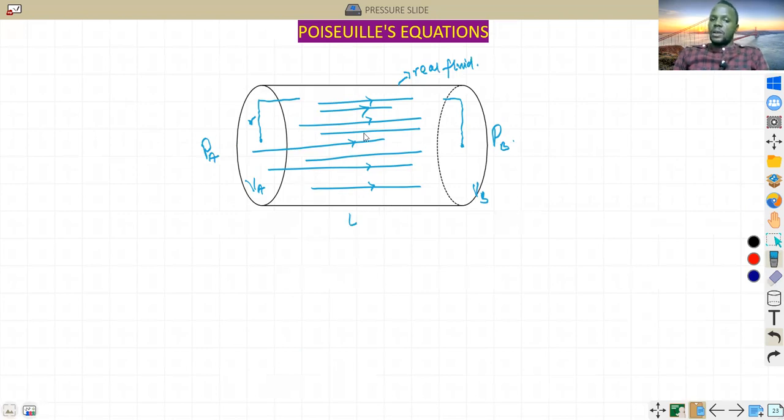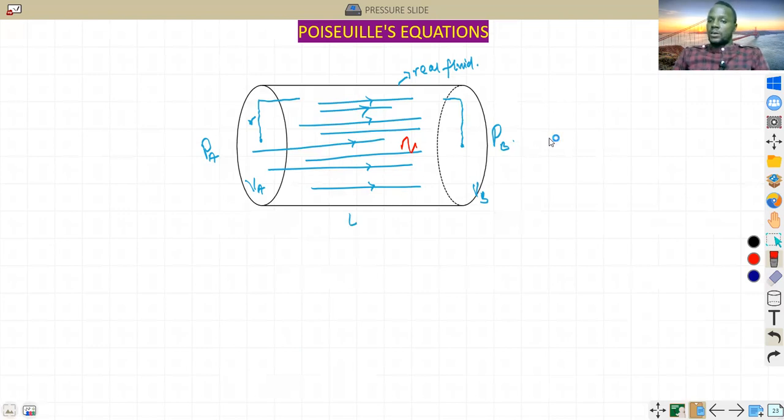Considering this, it has a coefficient of viscosity between its layers. We are going to take the coefficient of viscosity as eta. We know that because it is a real fluid, friction will be set up between the layers of this liquid, and the friction is what we take as the coefficient of viscosity.